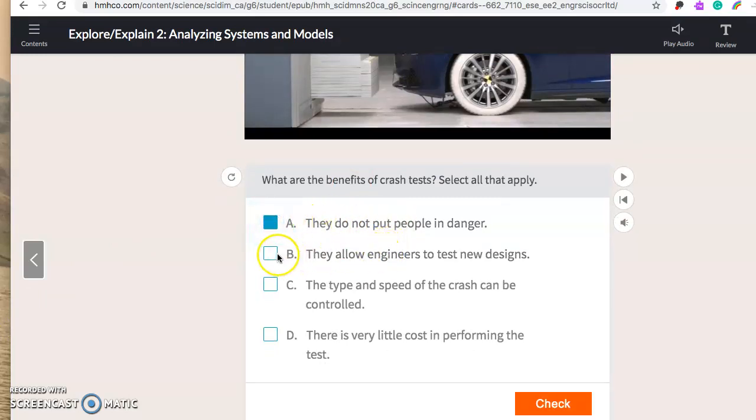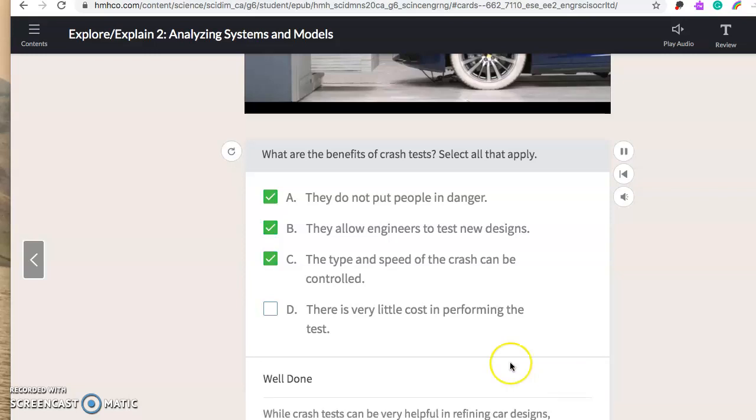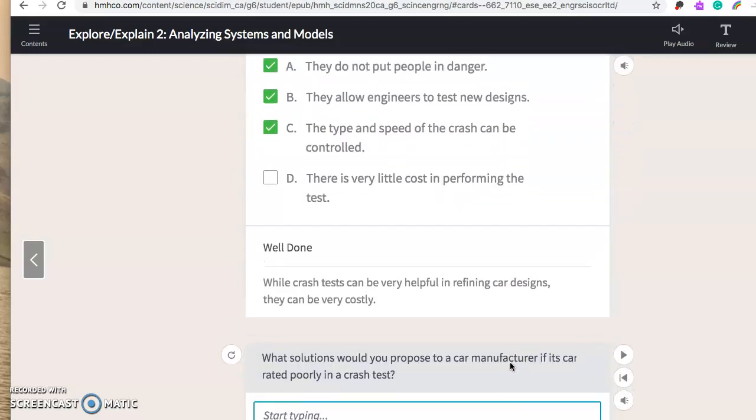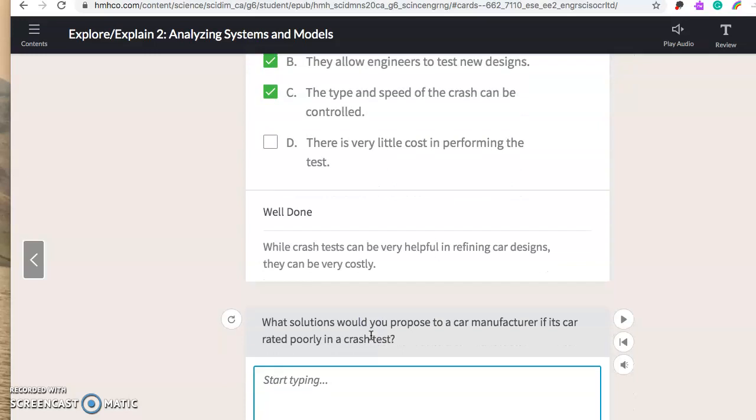They allow engineers to test new designs. That's true. You can see which one works the best. The type and speed of the crash can be controlled. Yes, remember they can do slow motion or they can have you go really fast. There's very little cost. Well, we can't necessarily pick that because we don't really know how much it costs. It can actually be very costly.